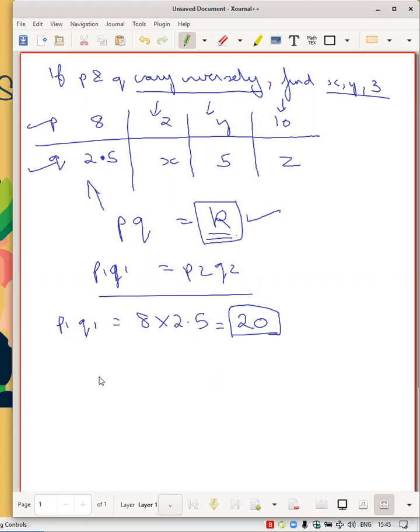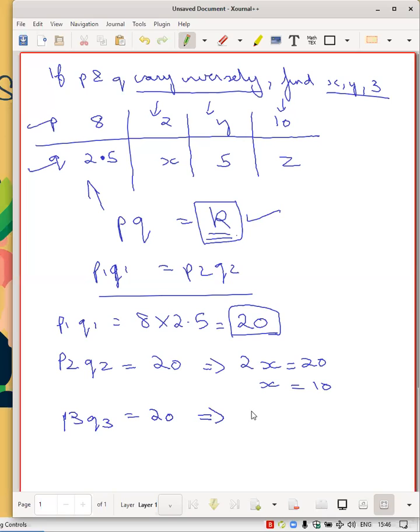So now I can say that P2 Q2 should be equal to 20. What's the value of P2? Sir, 2 into x. So 2x is 20. What will be the value of x? So 10. Same way, P3 Q3 will total again 20. What's the value of P3 Q3? So y into 5 is again 20. So what's the value of y? So 4.